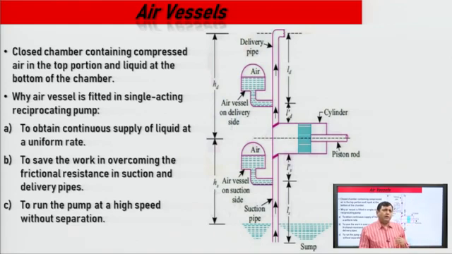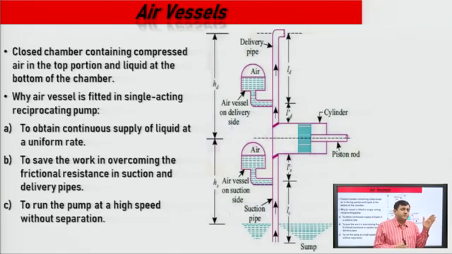So, air vessel, what is the air vessel? It is a closed chamber containing compressed air. Why is it used? In the piston and cylinder movement, fluctuation takes place, because all the time acceleration and retardation takes place at the beginning of stroke, at theta 0.